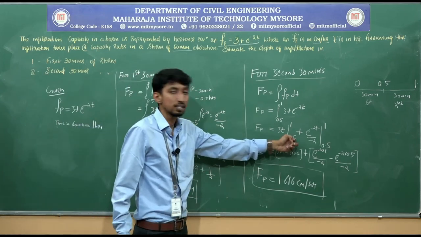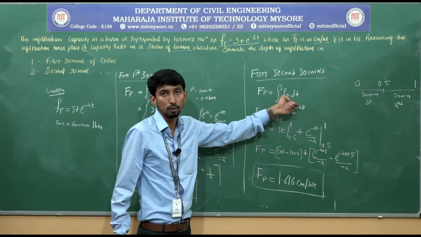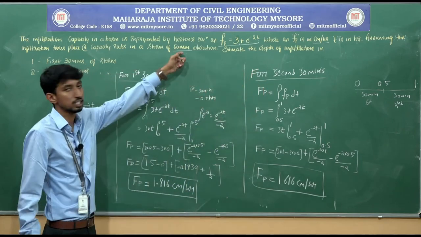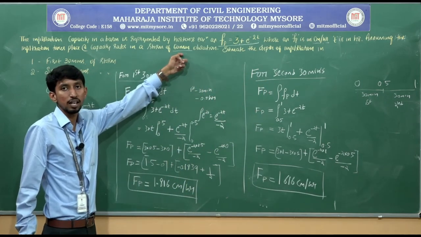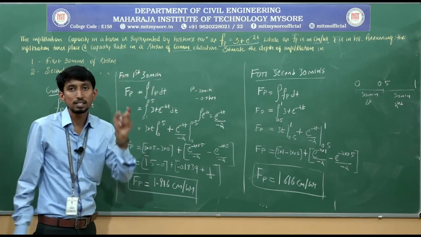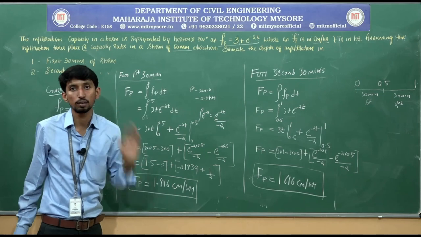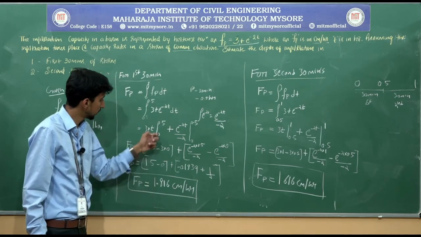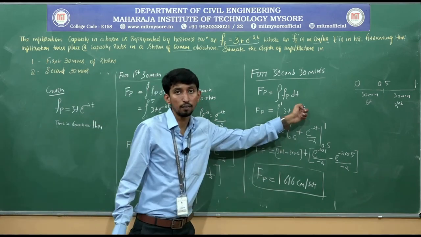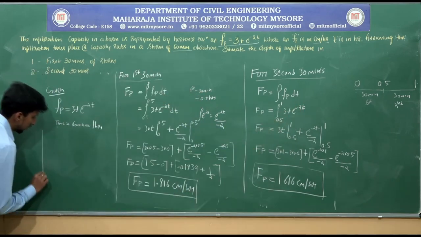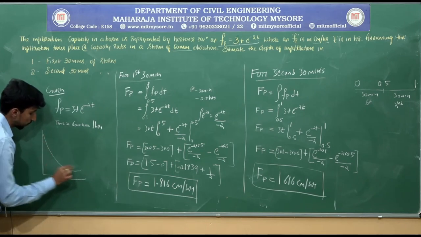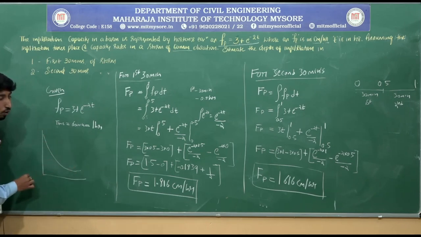For second 30 minutes, the limit is 0.5 to 1 because 1 hour we can write as 60 minutes. In the question 60 minutes is mentioned. 60 minutes can be written as 1 hour. The 30 minutes can be written as 0.5 hour. The 0 minutes can be written as 0 hour. 0 hour, 0.5 hour. 0.5 hour, 1 hour. At the starting time of the rainfall, the infiltration will be more. At the end, the infiltration will be less.